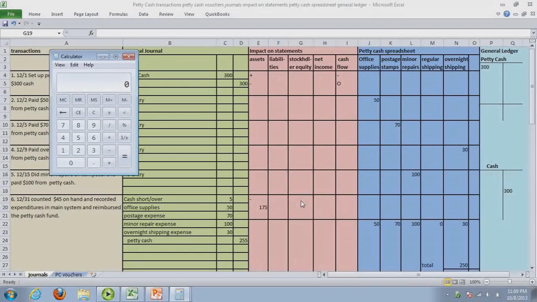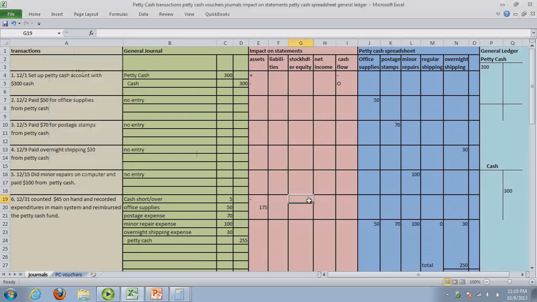So we have cash short and over for 5. Oh, yeah, okay. We have postage of 70, and minor repairs for 100, and overnight shipping of 30. So that's 205. Okay. Minus 205. And I think somewhere I made a mistake.